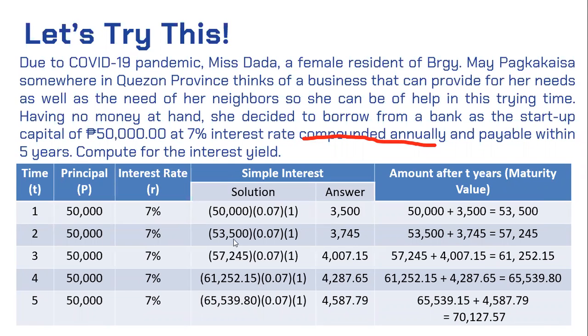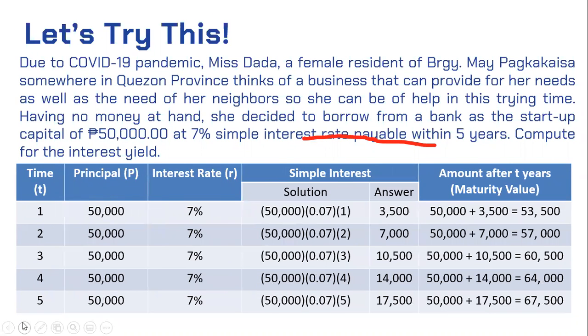So instead of having 50,000 here, it becomes 53,500 because of the additional interest during the first year. And then during the second year, yung interest na meron na which is 3,745 will be added na naman dun sa 53,500 and not on the principal. Kaya sa second year, ang pagbabayaran nyo na is 57,245. And at the end of the 5 years, so look at the difference. Kapag sa compounded annually, it will be 70,127.57, while dun sa simple interest natin kanina, it's just 67,500.